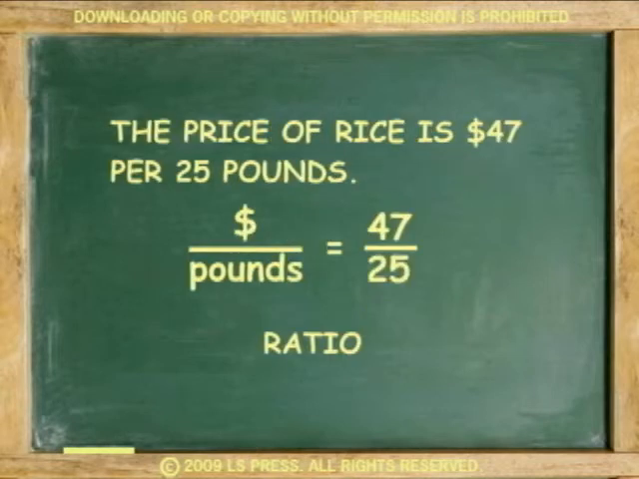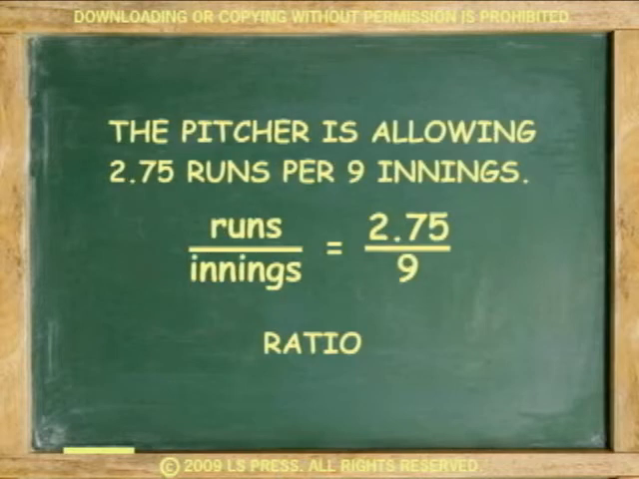Another example. The price of rice is $47 per 25 pounds. Still another example. The pitcher is allowing 2.75 runs per 9 innings.